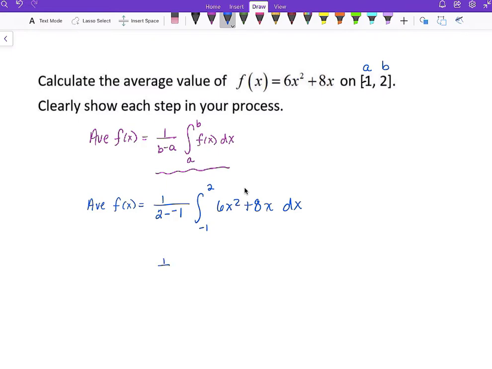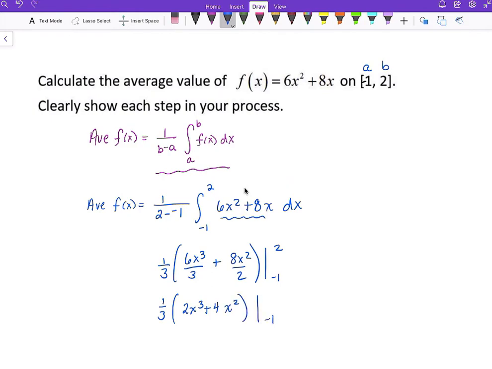So I'm going to have 1/3, and when I take the antiderivative of this polynomial, I'm going to get 6x to the third divided by 3 plus 8x squared divided by 2, which we can of course simplify, and we're going to evaluate from -1 to 2. I'm going to simplify this a little bit. This is going to be 2x to the third plus 4x squared, and I'm going to evaluate from -1 to 2.